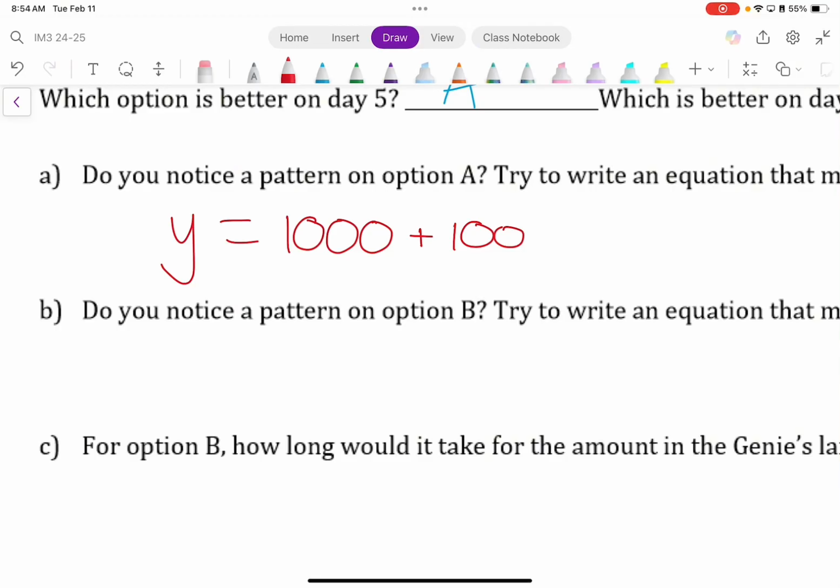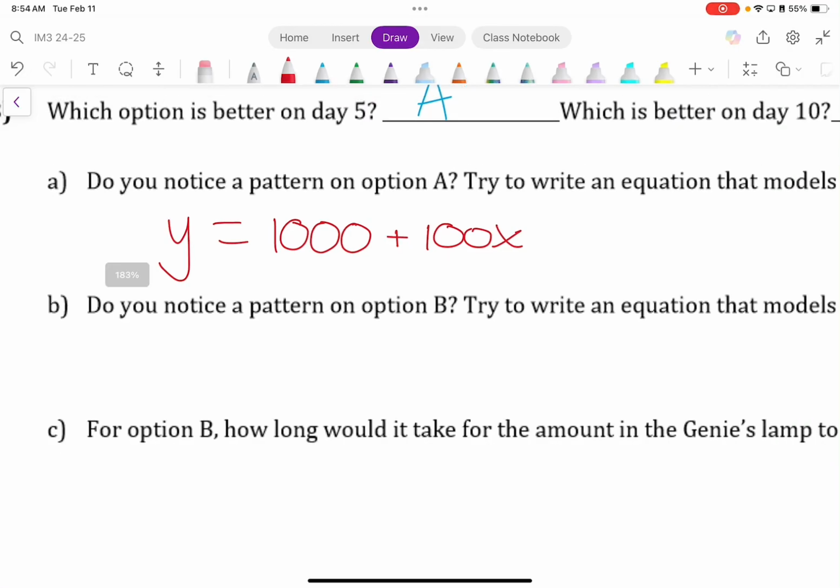But this is where you need a second variable. Your second variable is going to represent the day. Day 1, day 2, day 3. And that's going to be represented by x. So we can represent option A with the equation 1000 plus 100x, where we are multiplying 100 and x because x represents the number of days. For example, on the third day, that would be an accumulation of $300. On the fifth day, it would be $500 extra. And then finally on the 10th day, $1,000 extra.